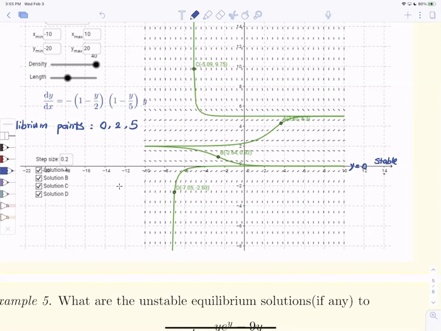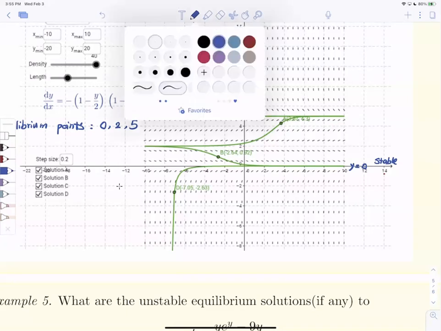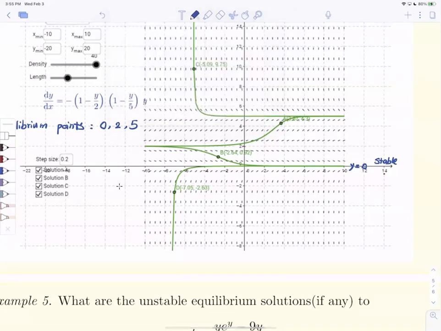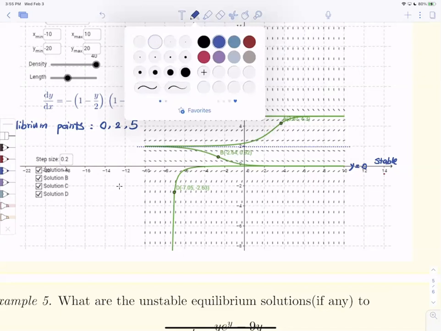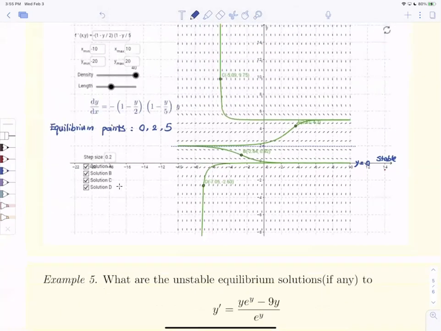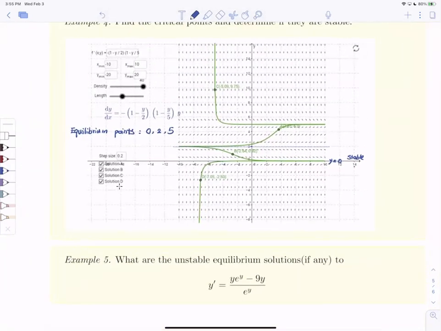Does that make sense? Simple? Easy? Yes, okay. So now let's check 2. So this is 2. So this line is 2. Now tell me if 2 is stable or unstable. Unstable.